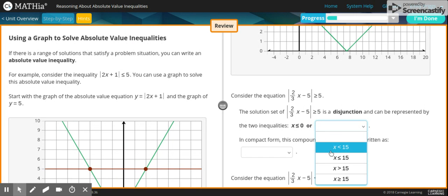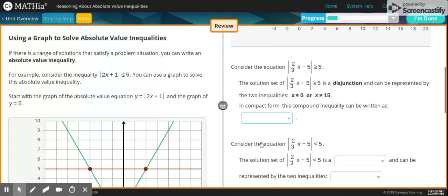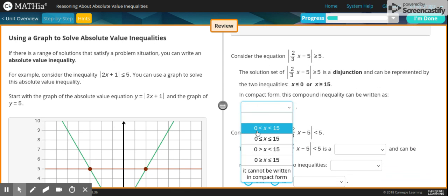So x is less than 15, x is less than or equal to 15, x is greater than 15, or x is greater than or equal to 15. The answer is x is greater than or equal to 15. In compact form, this compound inequality can be written as 0 is less than x, and then x is less than 15, or 0 is less than or equal to x, and then x is greater than or equal to 15.